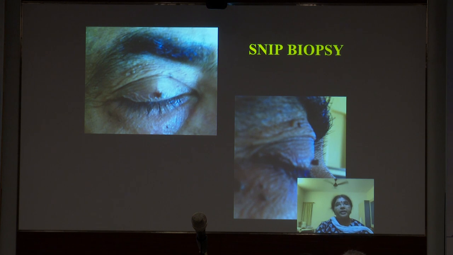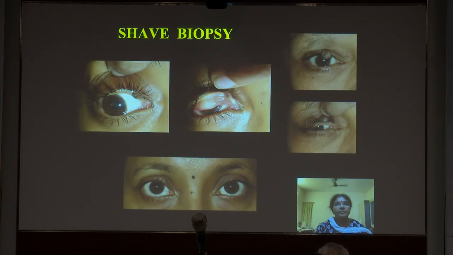In certain lesions such as warts, a snip biopsy would be sufficient. A gentle cautery at the base is very important. The lesion may look not so sinister, very warty and dry, but the base can be very vascular. So we have to keep that in mind.